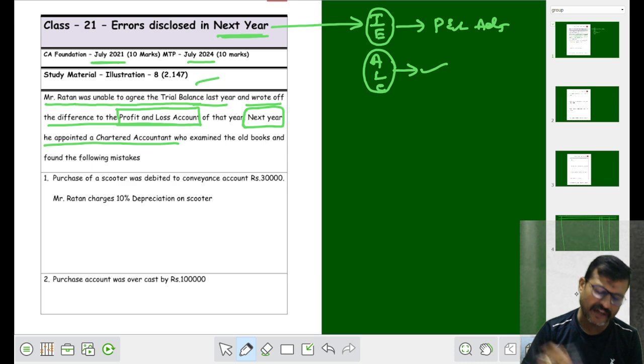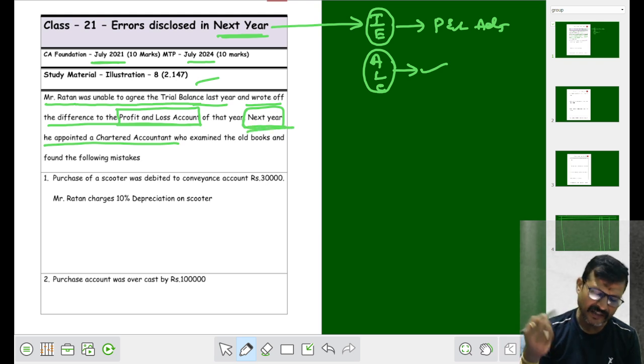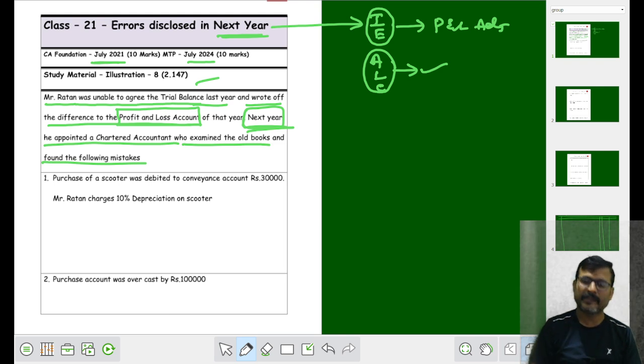Next year, he appointed a chartered accountant. Means errors are disclosed when? Errors are disclosed not in the same year, errors are disclosed in the next year. The chartered accountant examined the books and he found the following mistakes. See what mistakes he found. Let me explain the first point.